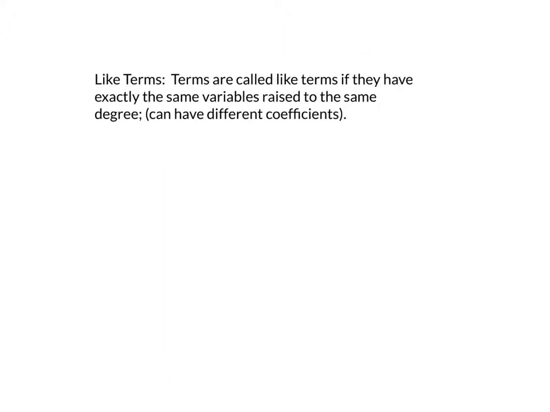When adding and subtracting terms, the terms have to be like terms. Terms are called like terms if they have exactly the same variables raised to the same degree, but they can have different coefficients. So you can combine like terms. If you are given 3a plus 5a, it's kind of like saying 3 apples plus 5 apples. You can combine those. They have exactly the same variables, a and a, so I can just add those together and I get 8a for an answer.